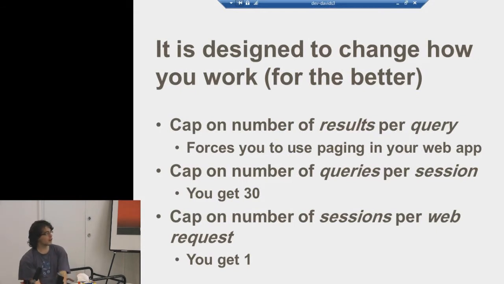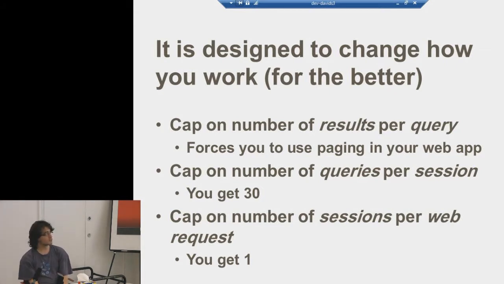So one of the great things about Raven is that it's designed to change how you work for the better. So if I'm writing a website and my web page turns out to be slow, one of the reasons why it might be slow is I'm just doing too much work to the database. And Raven makes that impossible, and instead it will throw exceptions, which the idea is that you catch those exceptions during development and you fix your app to not hammer the database as much, which gives your users a better experience.